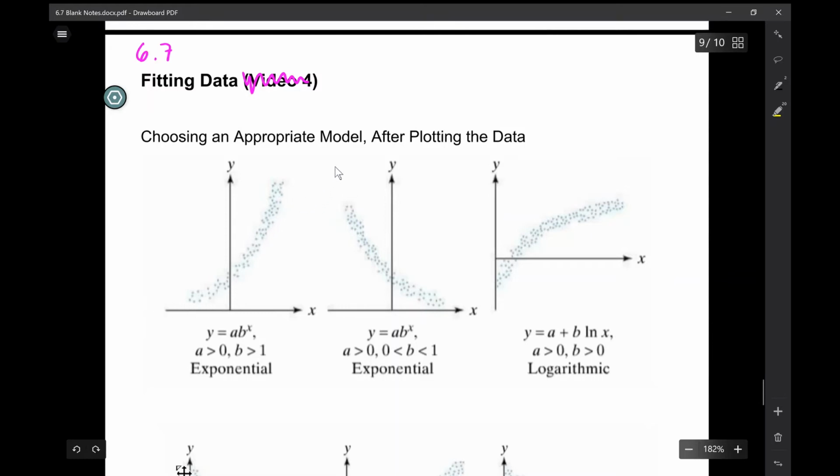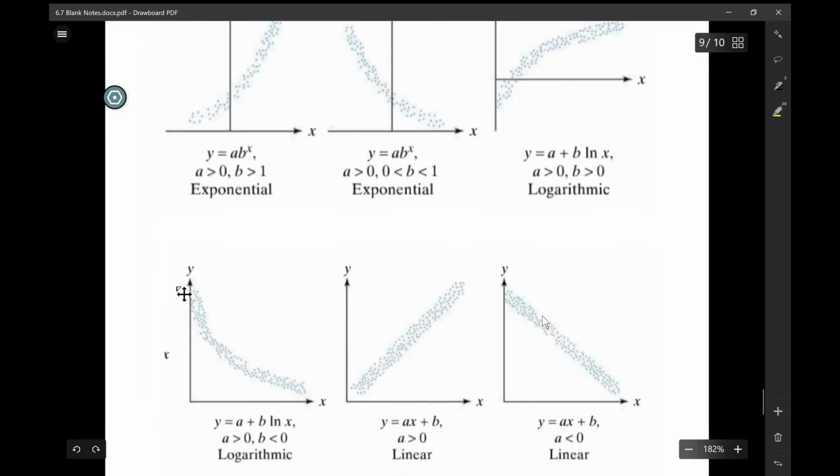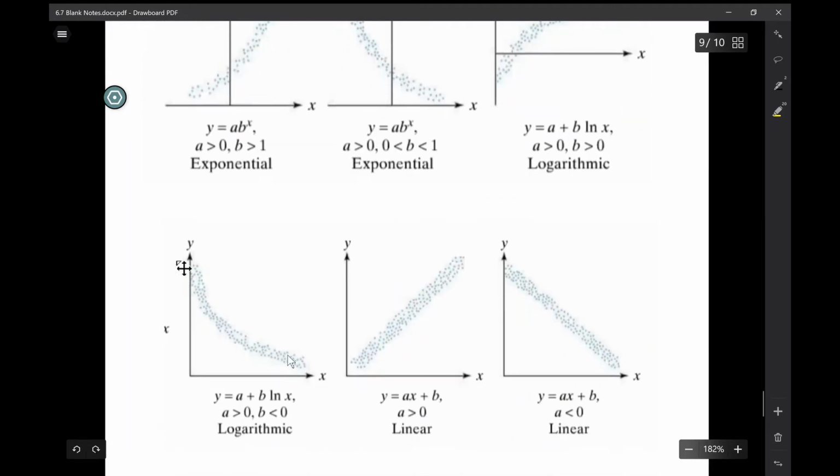The second one is exponential decay. So if your data looks like this, you should use exponential decay. Here is logarithmic growth with A and B both greater than or equal to 0. If your data looks like that, you should use logarithmic growth. And here is logarithmic decay. You're going to have B less than 0 on this one. And again, we always have positive linear and negative linear as well.